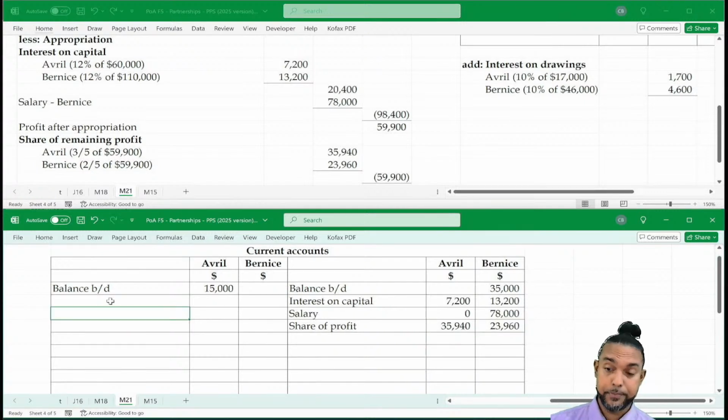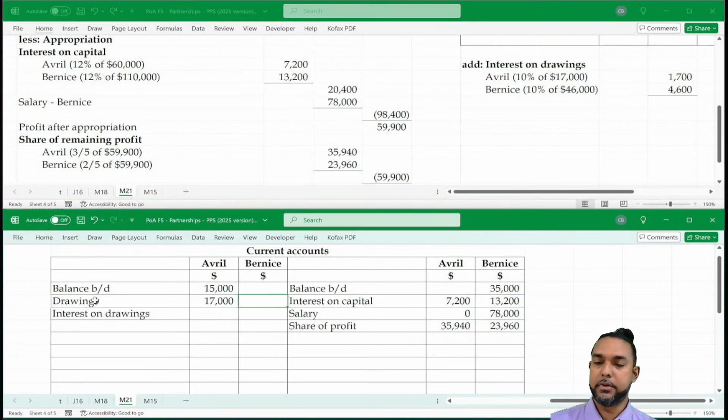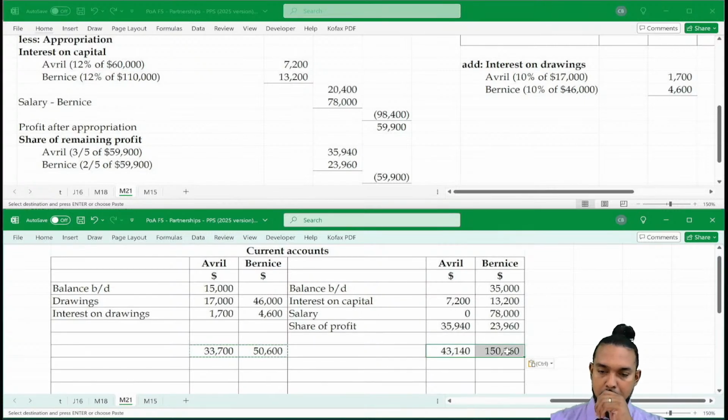What goes on the debit side now? Okay, the drawing figure for Avril, and Bernice was 1,000. The interest was 1,700. All right, cool. So I think in both cases, the credit side total is greater than the debit side, so the balances will be carried down from the debit side, right?